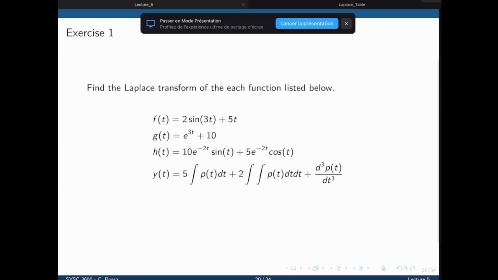So take a look at g of t, h of t. Let's try to calculate that one and see which property in the table can be used for that. Let me write it here. h of t is 10 exponential of negative 2t sine of t plus 5 exponential of negative 2t cosine of t.